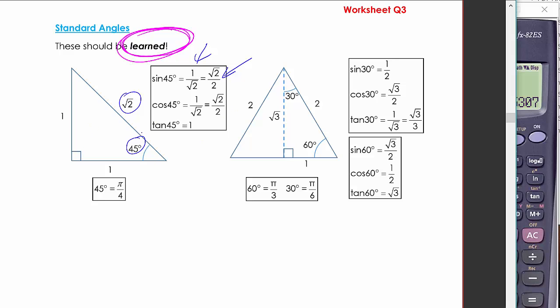Cosine is equal to adjacent over hypotenuse, and tan 45 is opposite over adjacent, 1 over 1, which is just 1.